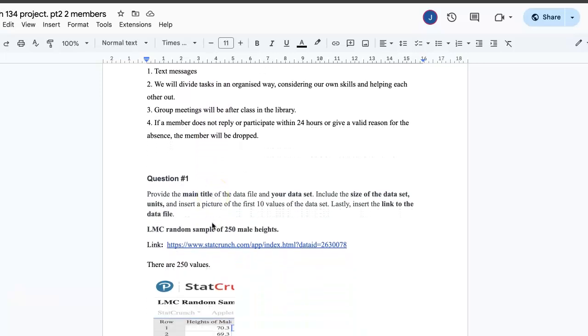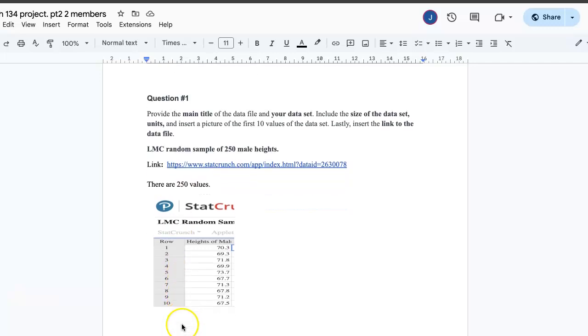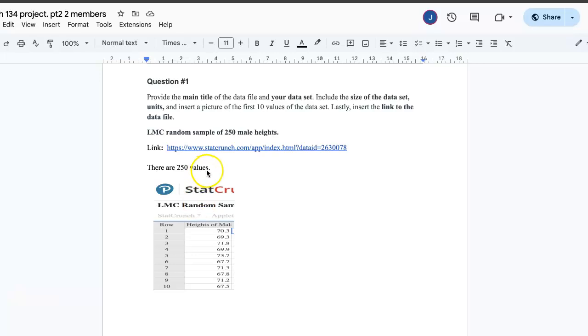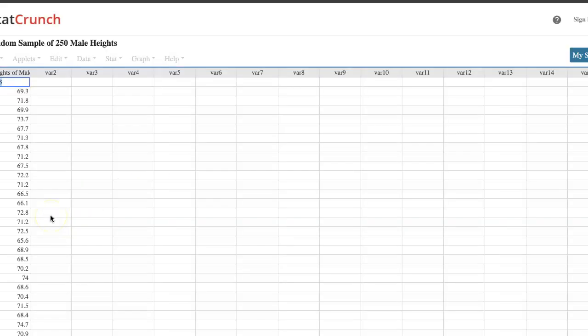The first question asks, provide a main title and data file for your dataset and the size of the dataset. So for our dataset, we chose 250 random samples of 250 men's heights. Here's the link to the men's heights. And here is a snippet of those 10 heights. Now, if we follow the link, we can actually take a look right here at the data set we're looking at. They're all heights in inches.